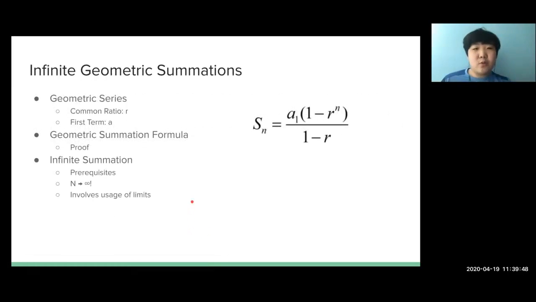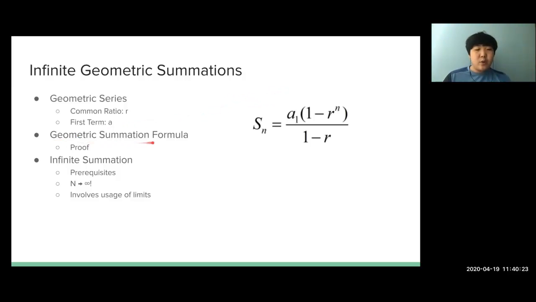Another concept that we need to master before we go about solving the problem is infinite geometric summations. Basically, we need to look at what a geometric series is first. A geometric series is a series of numbers where you start with the first term, which is a, and then every next term after that is the term before it times the common ratio, which is r. So an actual geometric series starting with a and with common ratio r would go something like a, ar, ar squared, ar cubed, etc.